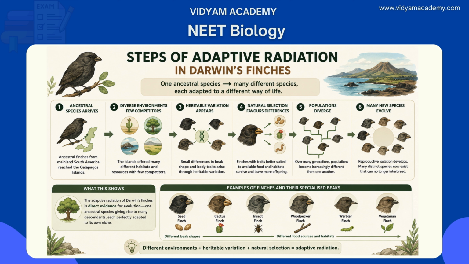Geographic isolation, T, on separate islands then reduces gene flow, allowing each island population to diverge independently under its own selection pressures. Finally, speciation, U, is complete when reproductive isolation develops and the 14 recognized finch species can no longer interbreed. This PQRSTU sequence captures the entire causal chain of adaptive radiation. That's why option B is correctly matched.